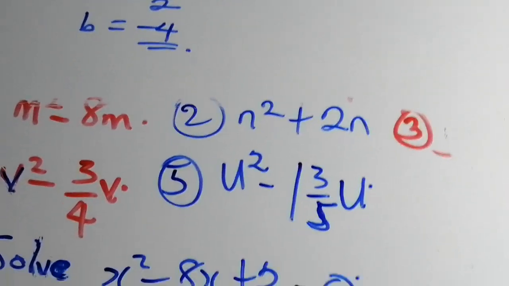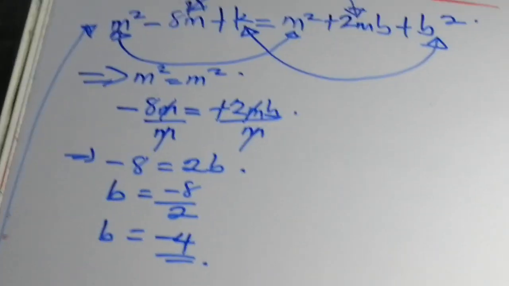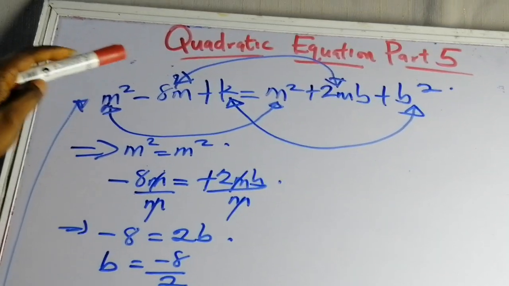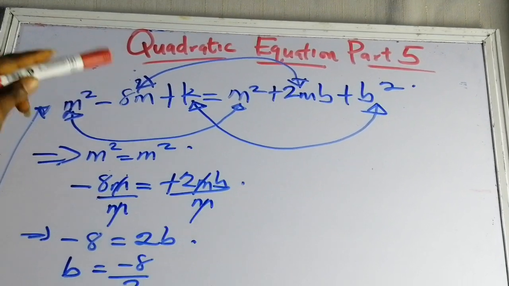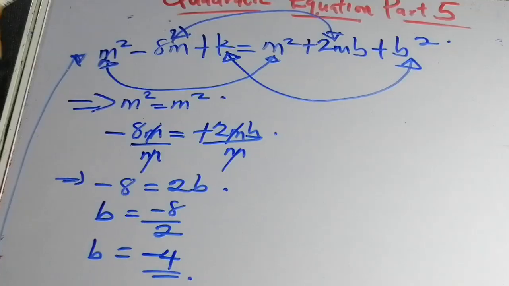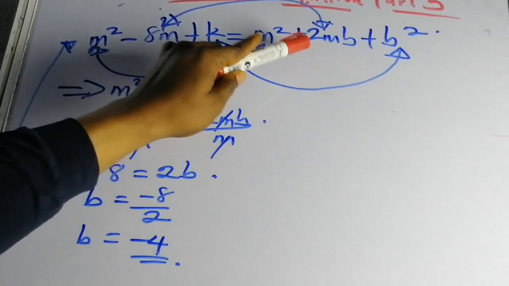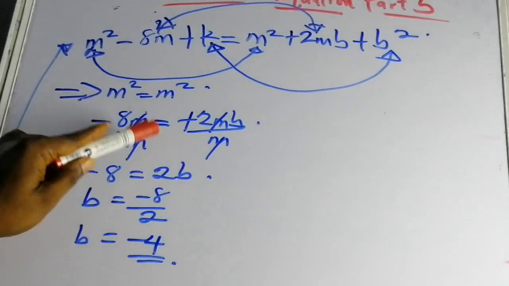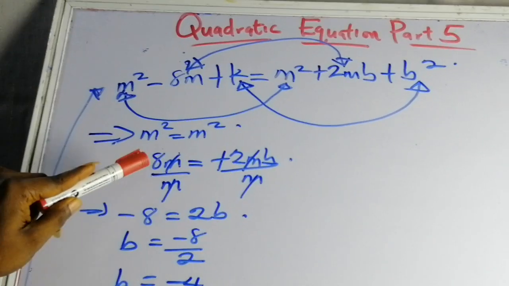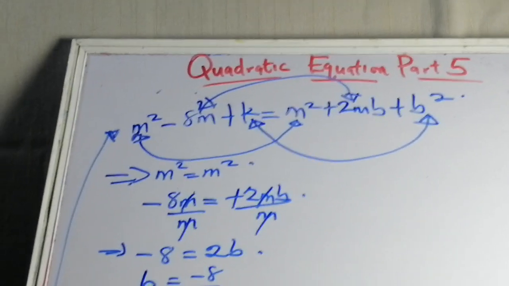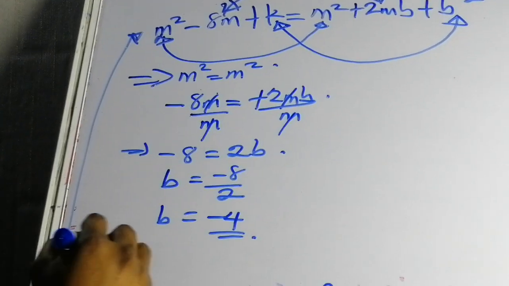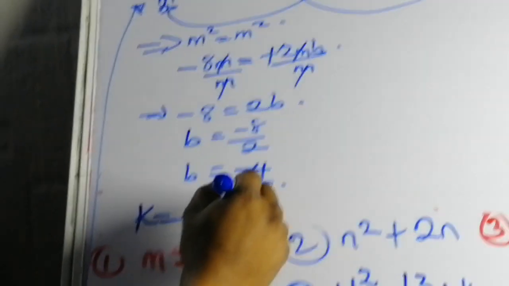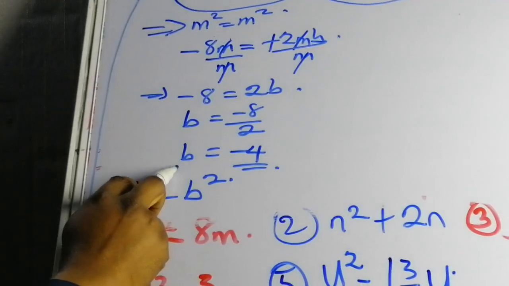What am I doing? I'm comparing the coefficients. What's the coefficient on this side? M square, m square, I can compare together. So the second coefficient, which is minus 8m to what? Plus 2mb. So I divide both sides by m. I can now have this: b is equal to minus 4. And don't forget the last one, which is what? K equals b square. And don't forget, I've gotten my b here.